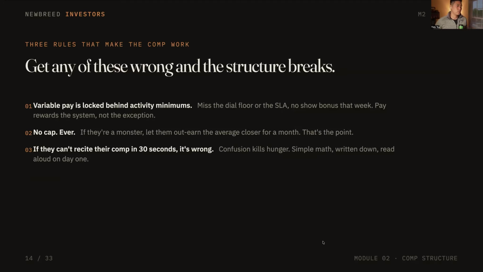Okay. So three rules that make the comp work. Get any of these wrong and the structure breaks. These are just easy rules to explain when you're talking to the setter, when you're interviewing the setter. This is very easy stuff. So variable pay is locked behind minimal activities. Basically, you get paid all this stuff, but if you miss the floor, so you can actually set a goal.